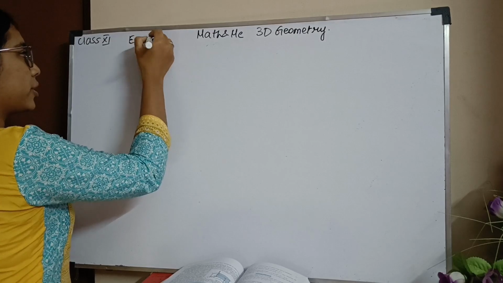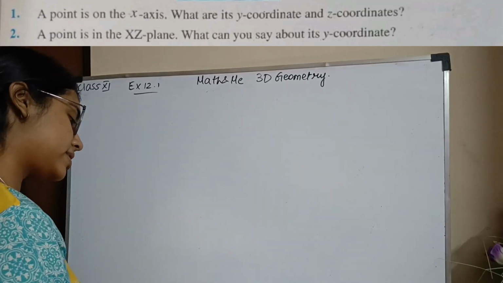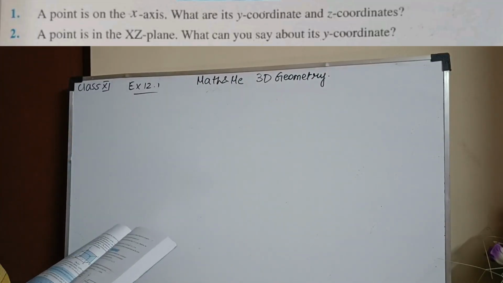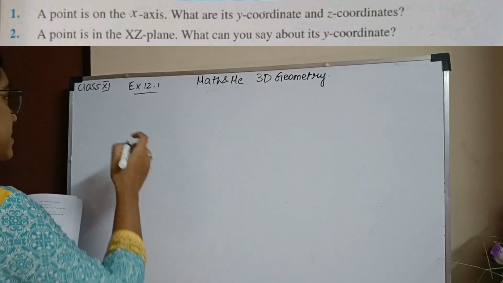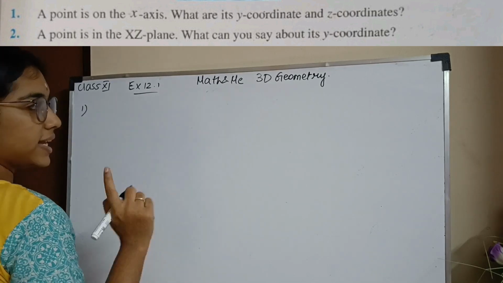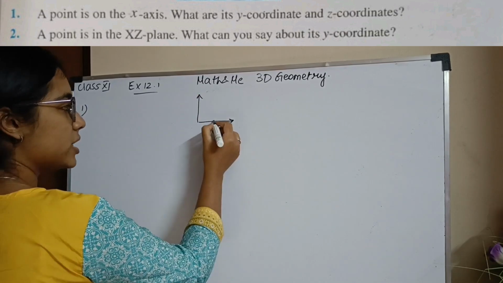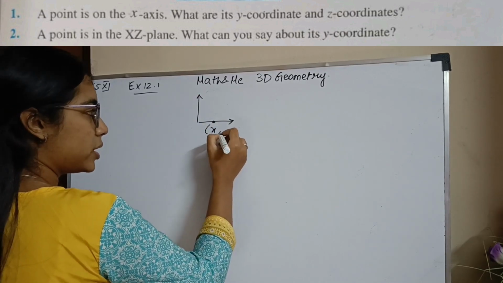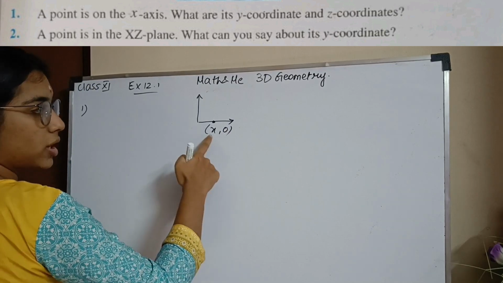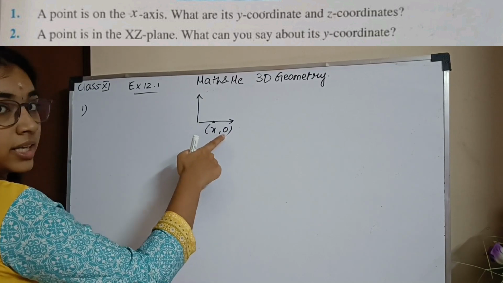Exercise 12.1. Okay. First question. A point is on the x-axis. What is its y coordinate and z coordinate? So a point is on the x-axis now. For example, you take a 2D plane. If the point is on the x-axis, the point will be (x, 0). So if it is on the x-axis, the y coordinate is 0.